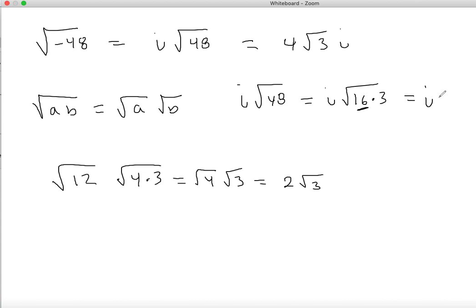And then I have i times 4 root 3, and then they wrote it in the other direction just because this is the b and the i. So the i should really be on the other end.